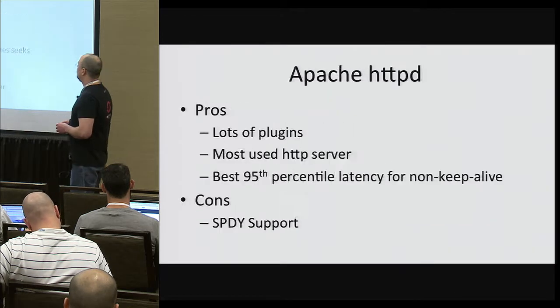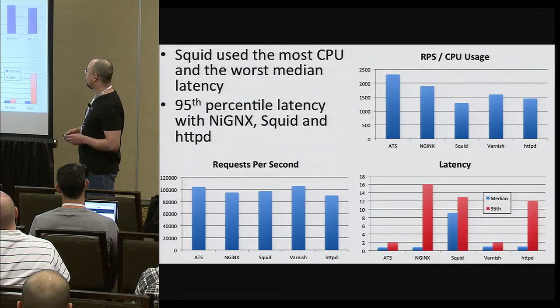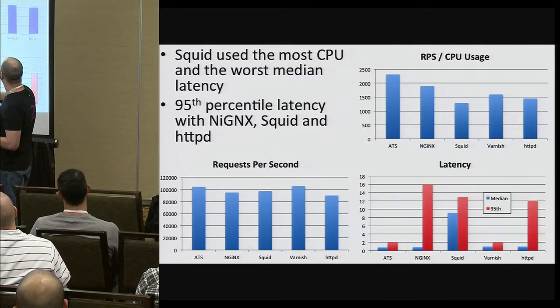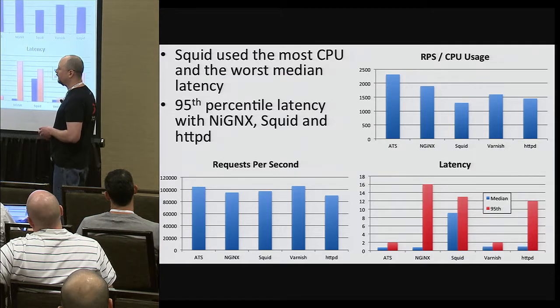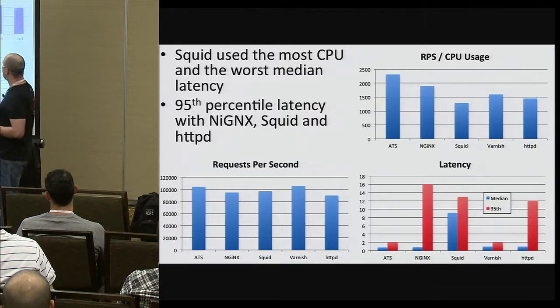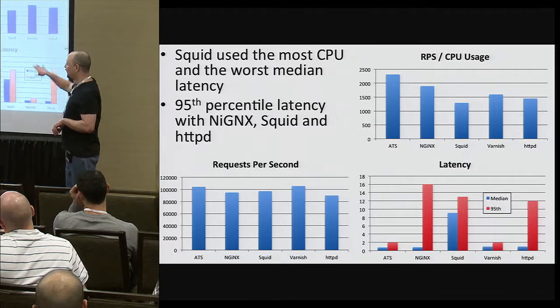Yes? How was the CPU when you ran the test on ATS? Because Varnish is like 0.1 CPU even on high load. Let's see. So you want to look at that? This is 100,000? Yeah. ATS actually did the best on CPU usage. This is how many requests it did per percentage of CPU. So basically, bigger is better.